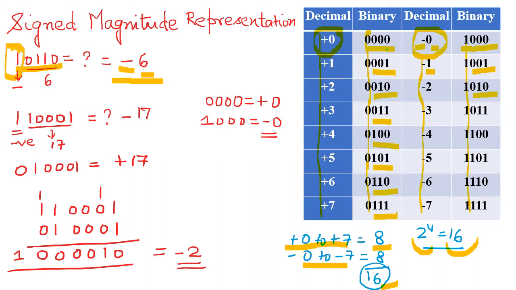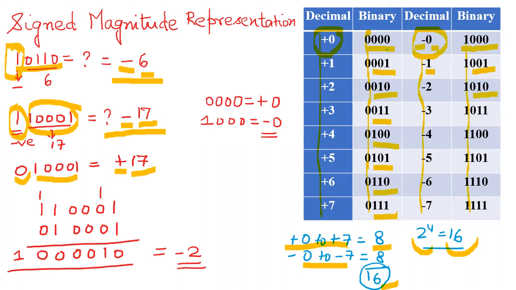Similarly, 110001. Now the first bit is 1. This indicates the number is negative. Now find the value of 10001. This is equivalent to 17. So the value is minus 17. Now here, if the first bit is 0, then it indicates the number is positive. Again, 10001 is equivalent to 17.